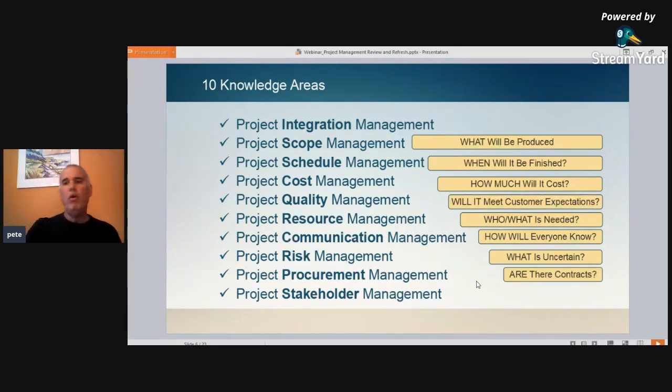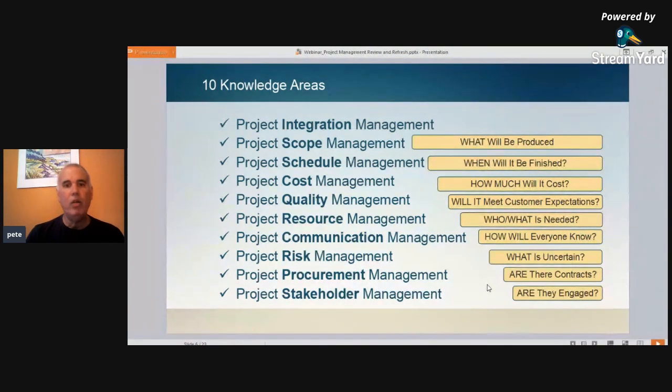Procurement management, are there contracts? Okay, if we're dealing with third parties, we might have different procurement contracts. We might have service level agreements. We might have fixed price contracts for time and materials. We might have purchase orders, all contracts, and what are the details and terms and conditions associated with those contracts relevant to our project.